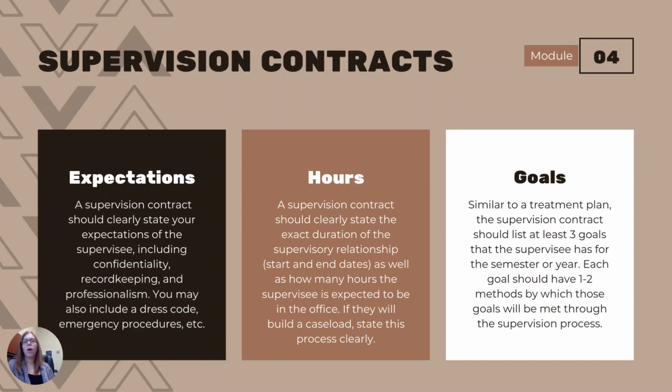And then also you want to have some goals. Similar to a treatment plan that you have with a client, the supervision contract should list at least 3 goals that the supervisee has for their semester or for their year, for the duration of the supervision. How do they want to develop professionally? What do they want to learn from you? And then underneath each goal, they should have 1 or 2 methods by which those goals will be met through the supervision process. And you can even include some of the interventions that you plan on using in supervision with them.